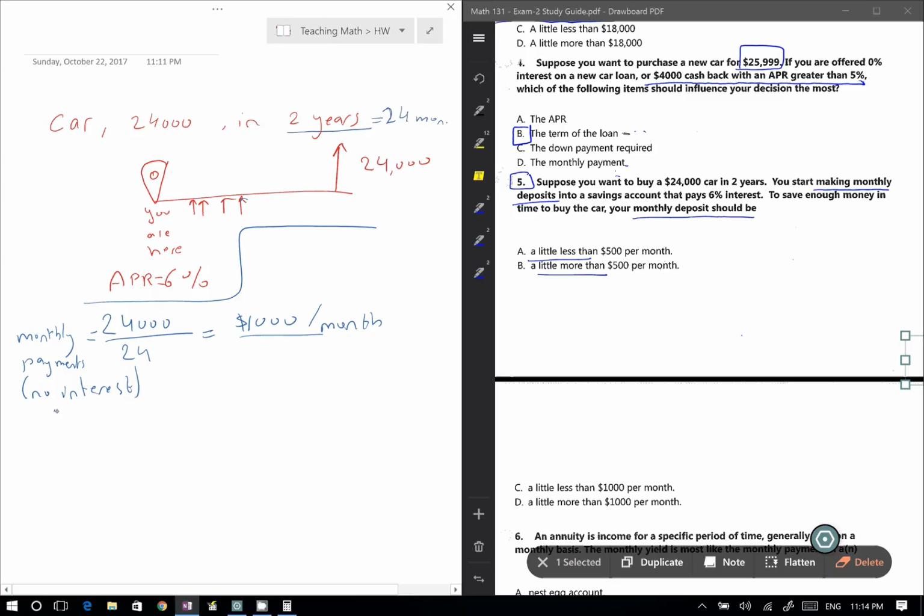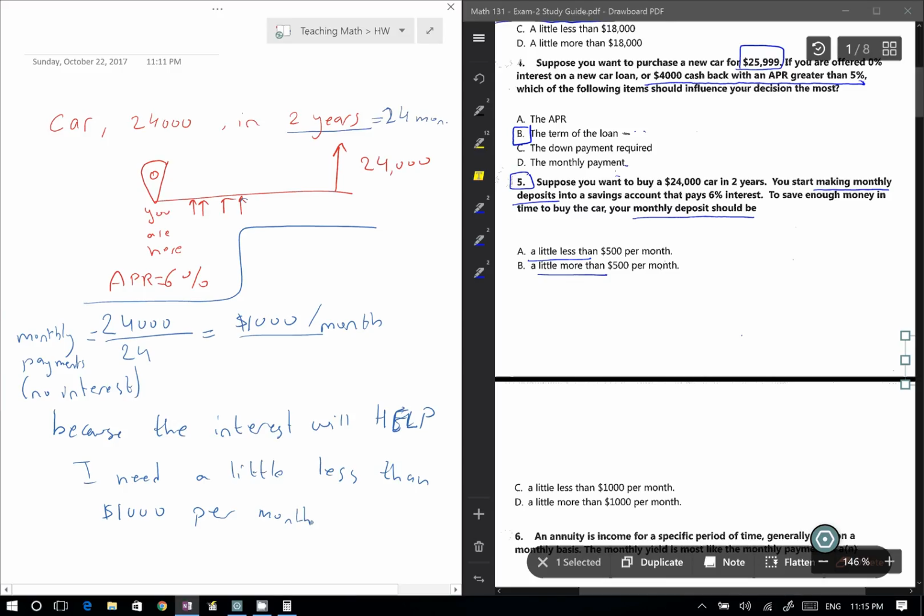So because the interest will help me, remember again guys, you should have some common sense when you solve these problems. Will help, I need a little less than $1,000 per month. So this is my answer, a little less than $1,000 per month.